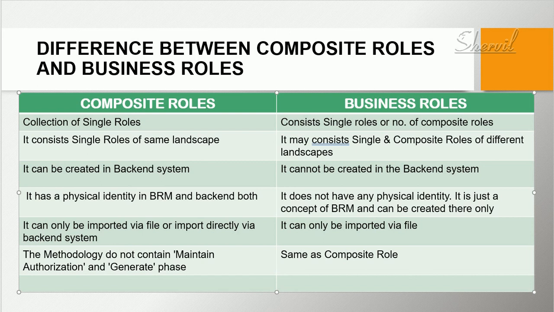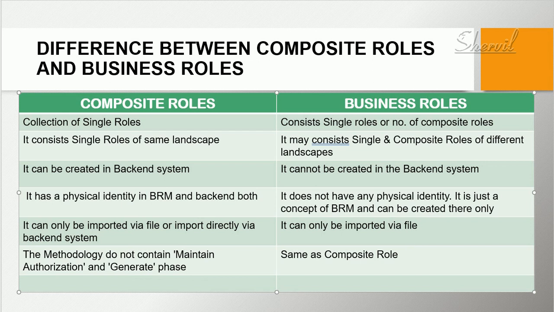So what is the difference between a composite role and a business role? A composite role is a collection of single roles, but the single roles have to be from the same landscape. A business role is a container. It consists of single roles or a number of composite roles from different landscapes. These are the main big differences. Another thing is that single and composite roles are created in the backend systems, that is your ECC, BI, BW plugin systems.